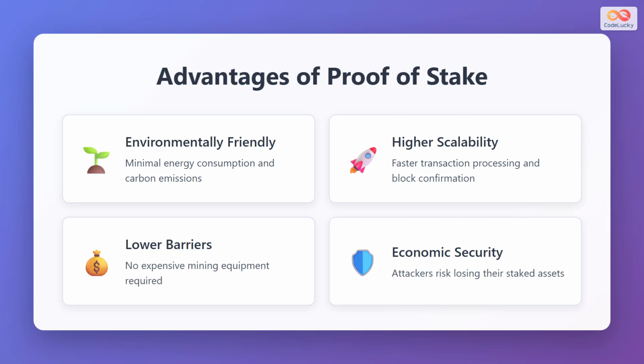Proof of stake offers numerous advantages that make it attractive for modern blockchain networks. It's environmentally friendly with minimal energy consumption and carbon emissions. The mechanism provides higher scalability through faster transaction processing and block confirmation times. Lower barriers to entry exist since no expensive mining equipment is required, making network participation more democratic. Economic security is robust because attackers risk losing their staked assets if they try to compromise the network. These combined advantages explain why many new blockchain projects choose proof of stake and why existing networks are transitioning to this consensus mechanism.